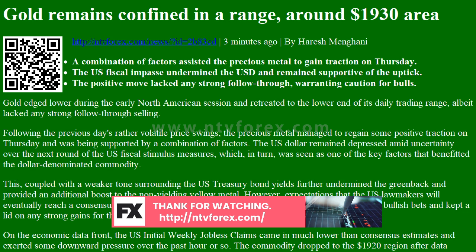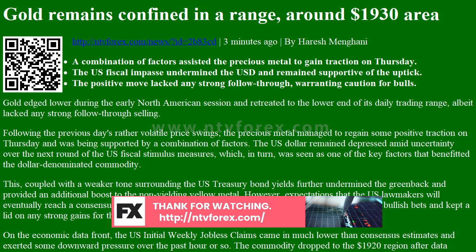However, expectations that the U.S. lawmakers will eventually reach a consensus on the stimulus measures held investors from placing any aggressive bullish bets and kept a lid on any strong gains for the precious metal. On the economic data front, the U.S. initial weekly jobless claims came in much lower than consensus estimates and exerted some downward pressure over the past hour or so. The commodity dropped to the $1,920 region after data published from the U.S. revealed that 963,000 Americans claimed unemployment-related benefits during the week ending August 8, lower than the 1.12 million anticipated.